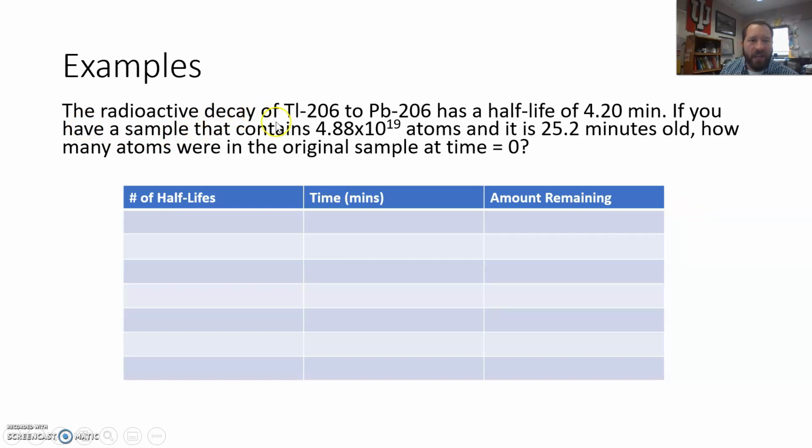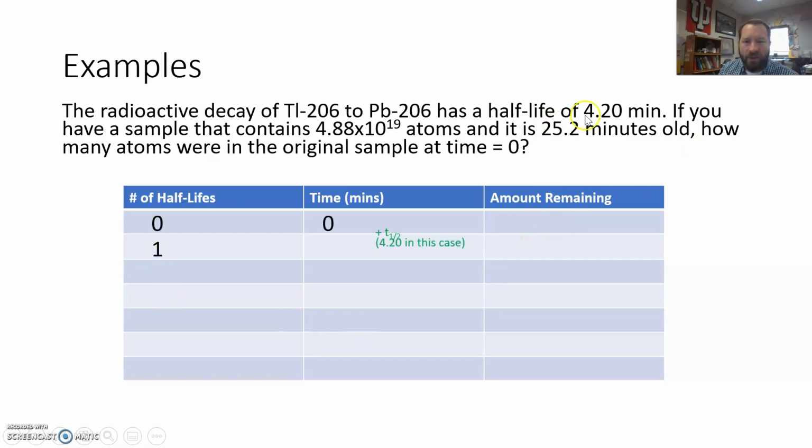The radioactive decay of thallium-206 to lead-206 has a half-life of 4.20 minutes. If you have a sample that contains 4.88 times 10 to the 19th atoms, and it is 25.2 minutes old, how many atoms were in that original sample at time equals 0? Another way to look at these types of problems. Again, it starts with the data column we've been building. At time equals 0, we don't know what we had to start with. That's what we're trying to find again.